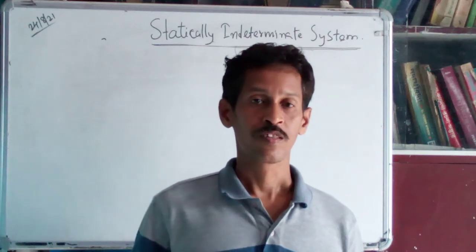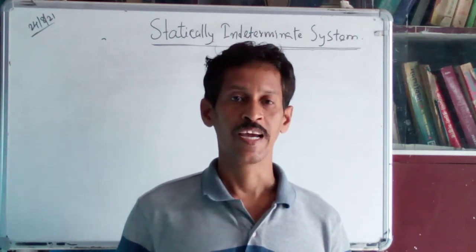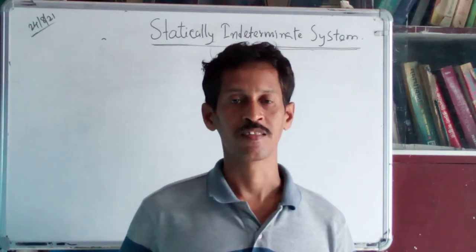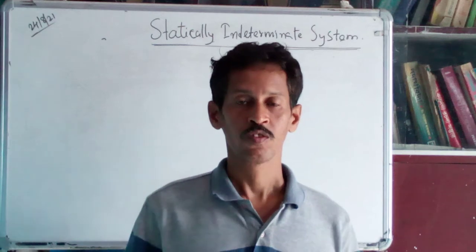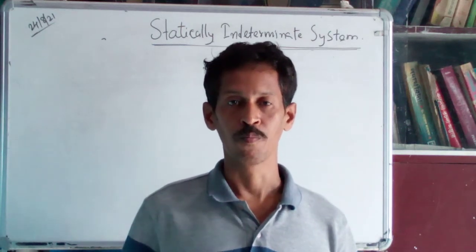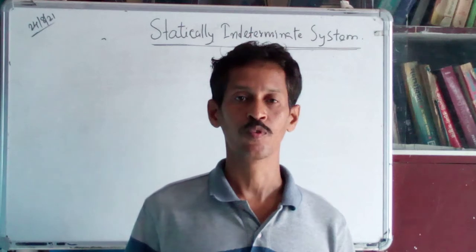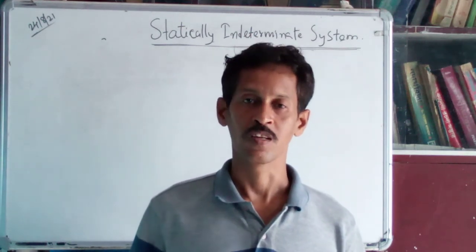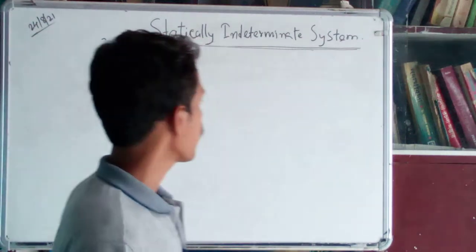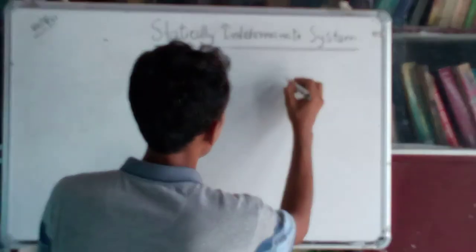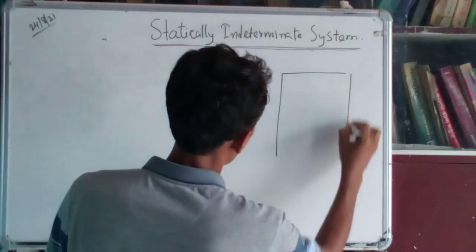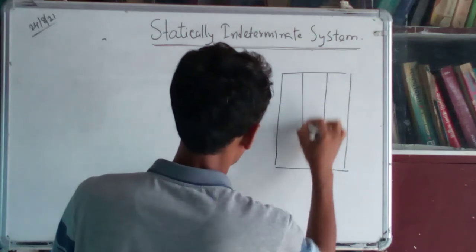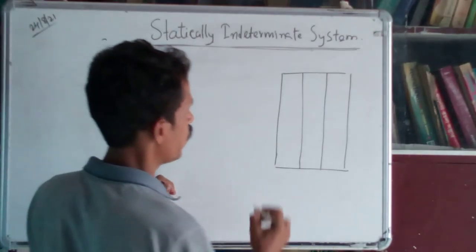Now, what is a composite bar or compound bar? A composite bar is made up of more than one material, maybe 2, 3, 4 different types of material. Such a bar is known as a composite bar or compound bar. Now, suppose the bar is made up of two materials.